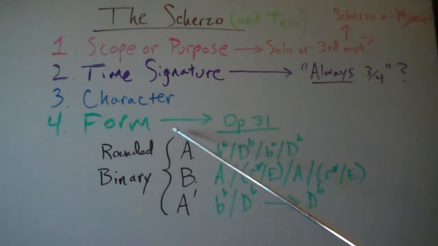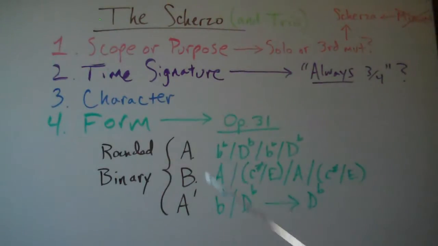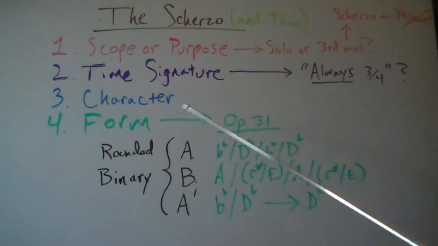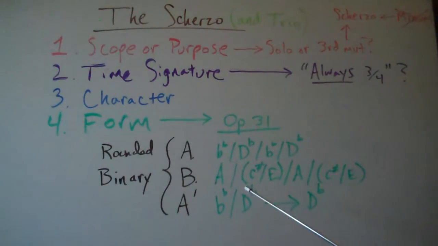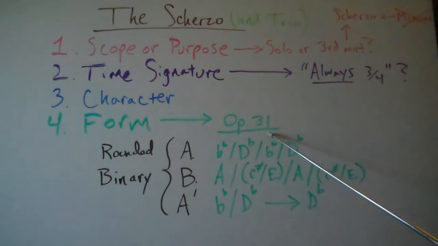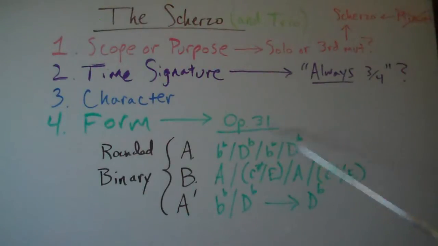As far as the form goes, this is the biggest consideration for the Scherzo. There's some debate sometimes as to what the form actually is. So as our example, Chopin's B flat minor Opus 31 Scherzo. And in a future video I'll discuss binary and ternary forms. But for this, we're going to consider rounded binary form.